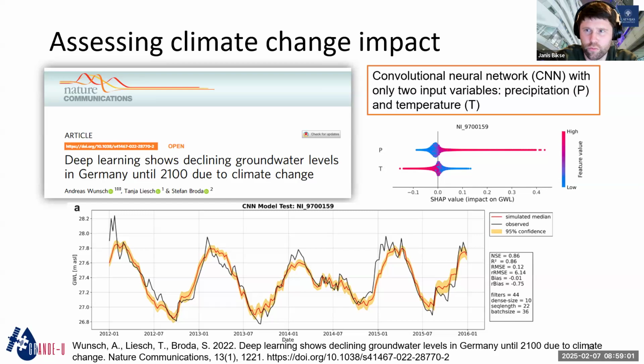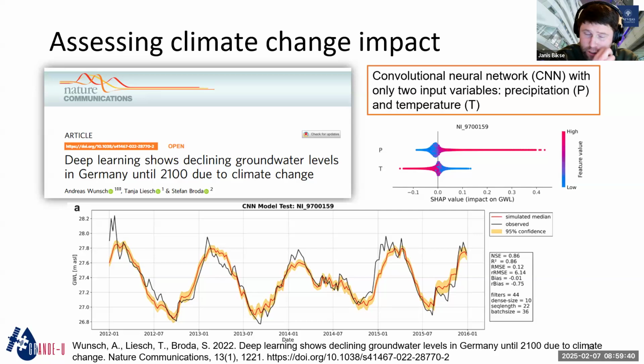And as you can see, this is an article in Nature Communications Journal, which predicted groundwater levels for the year 2100, so 80 years from now in the future. What's interesting in this paper is that they used the convolutional neural network approach, and they used only two input variables, precipitation and temperature.